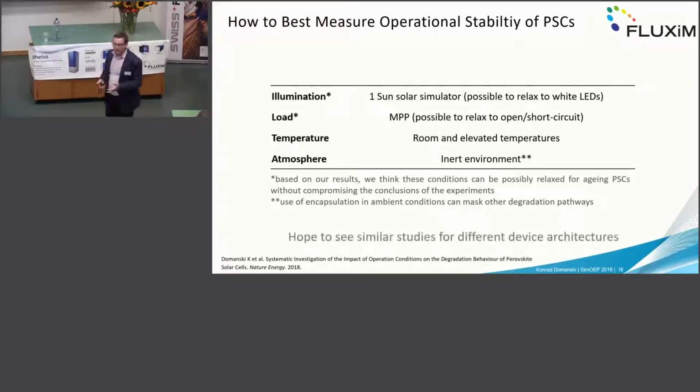And I hope there will be more studies like that in the future on different architectures as well, and I hope we can converge on some standards to measure the stability of those devices.